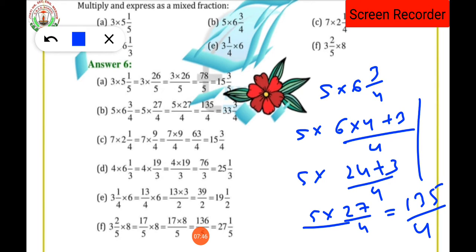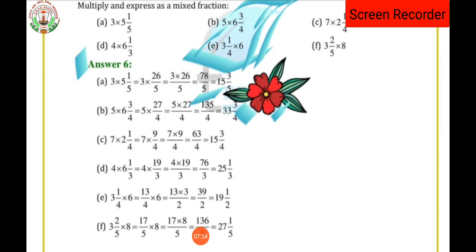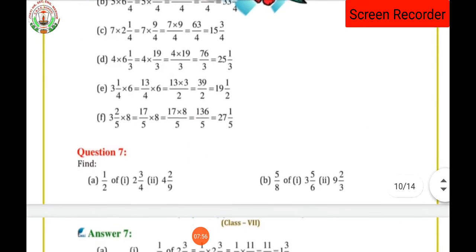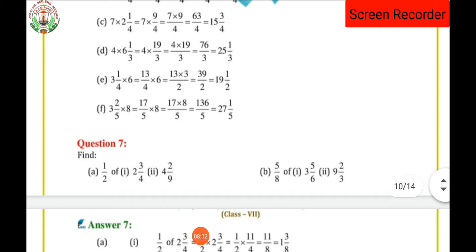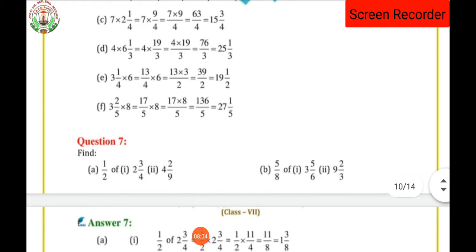When we divide 135 upon 4, we will get the answer in the mixed fraction form, that is 33 3 by 4. Clear? So the rest of the solutions are given on the screen. Please go through the solutions. If any doubt is there, ask me directly. Clear? Next question, question number 7.